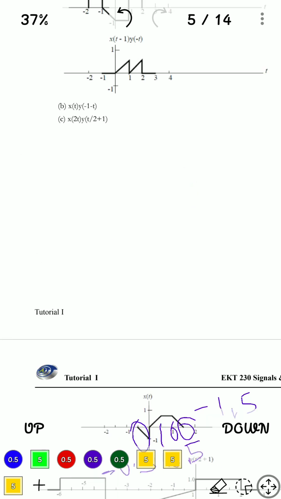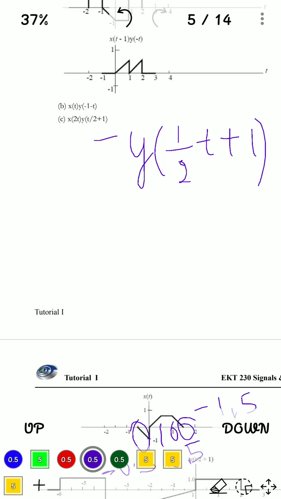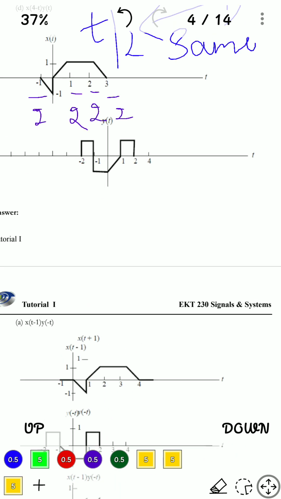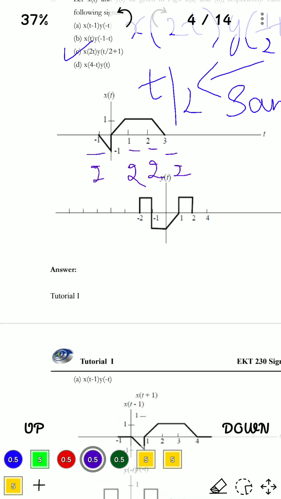So first of all, the given question is y of t by 2 plus 1, or you can write it as y of 1 by 2t plus 1. So now, first let us do t plus 1. In the case of t plus 1, see here, t plus 1 is equal to 0, t is equal to minus 1.